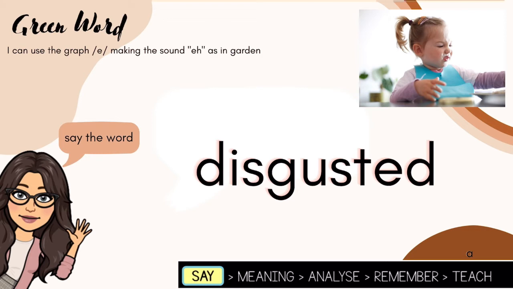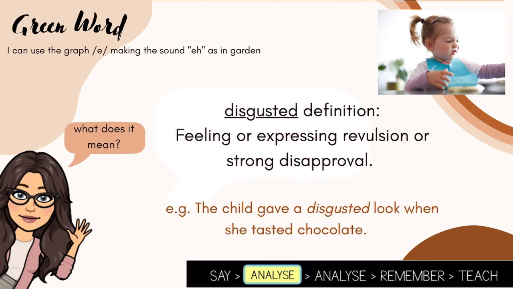The final word we'll be analysing today is the word disgusted. Say disgusted. Disgusted is defined as feeling or expressing revulsion or strong disapproval. And you can see that in the illustration in the top right hand corner, the little girl is very obviously disgusted at something that she has eaten. And the sentence matches the illustration. The child gave a disgusted look when she tasted chocolate.